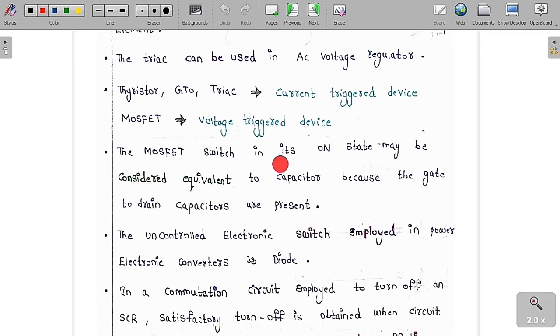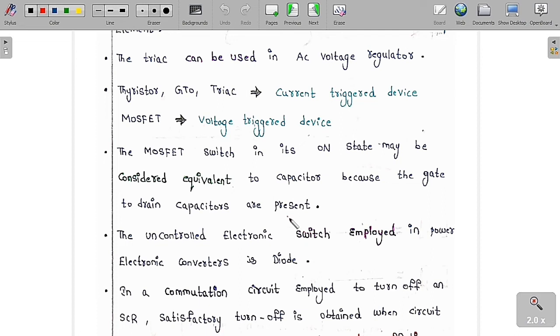The MOSFET switch in its on state may be considered equivalent to a capacitor because the gate to drain capacitors are present. If you want to analyze the MOSFET in the on state, because of the capacitors present inside it, we are going to approximate it as a capacitor in its on state.